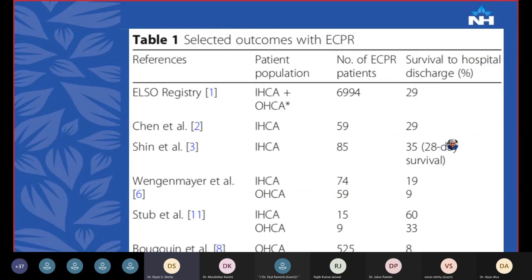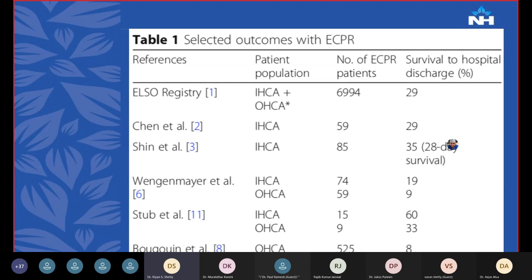If you look at the number of studies done with ECPR, the biggest is the ELSO registry. But other than that, very early on, even in 1994, Chen et al., the Taiwanese group, had a paper on in-hospital cardiac arrest, and Shin, also from Taiwan, had a beautiful paper. As you can see, in-hospital cardiac arrest survival to discharge was between 29 and 35%. There was a lot of excitement around these two studies, especially because they found that if the duration between the arrest and the CPR was shorter, then survival was better.